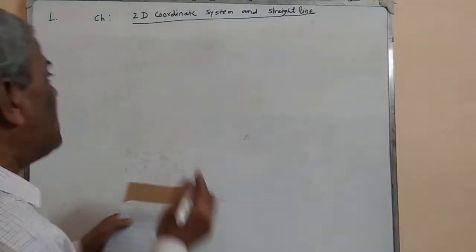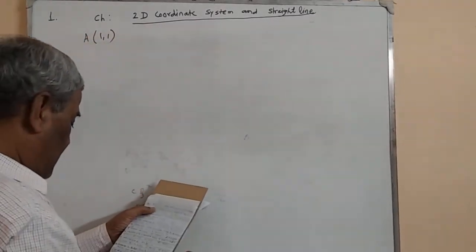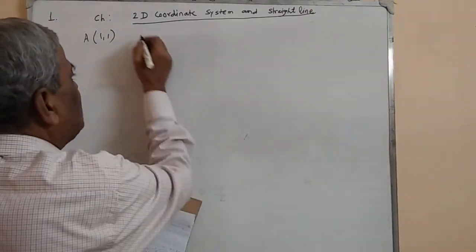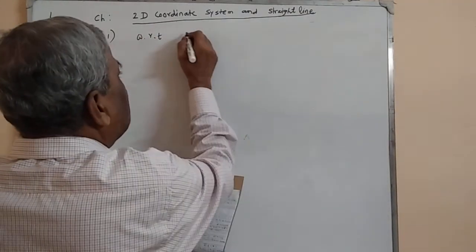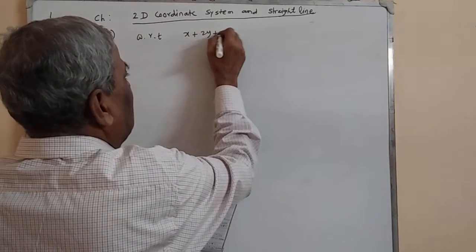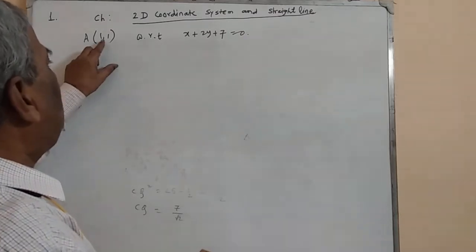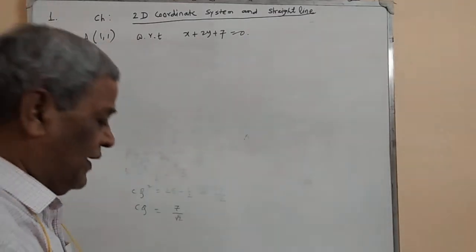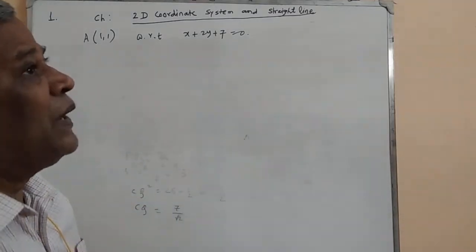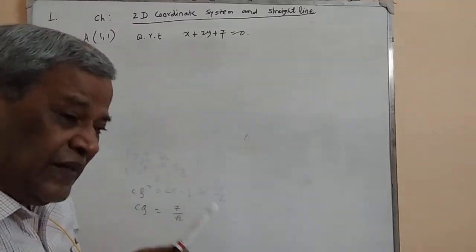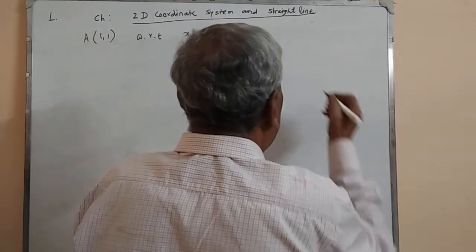Write down the image point of A (1, 1) with respect to x plus 2y plus 7 is equal to 0. We have to find the image point with respect to that straight line. This straight line is not a particular one like the x-axis or y-axis or x is equal to y. We have to calculate it. And the process of calculation is this.